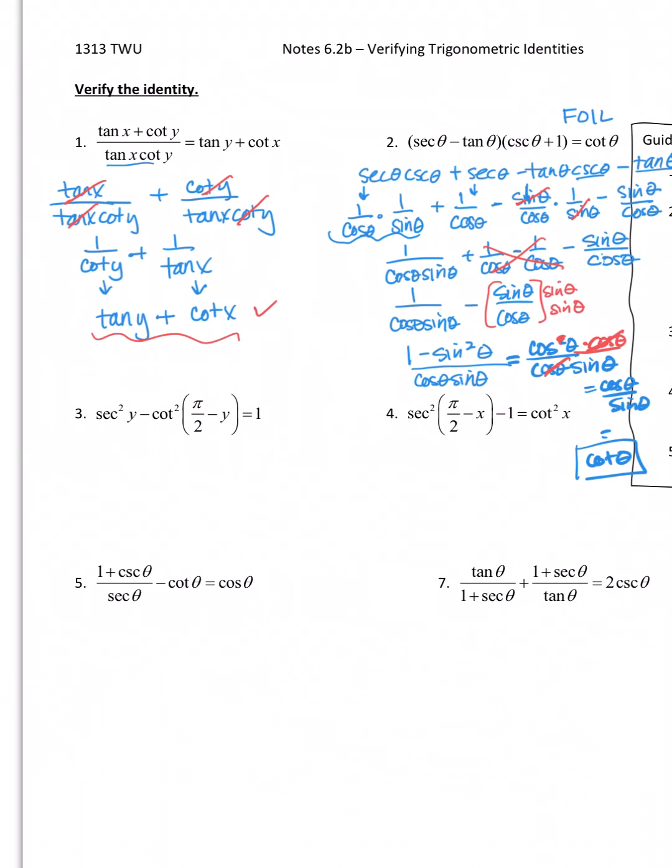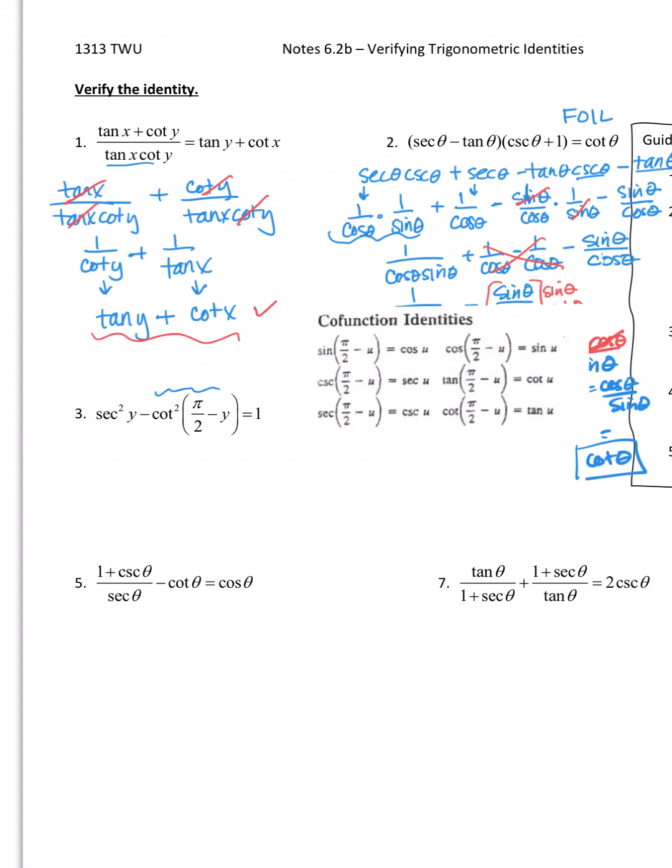All right, let's get on with this. So look at this, secant squared y minus cotangent squared pi over 2 minus y, all of that equals 1. Well, this is one of those cofunction identities that we can find on our charts. So let's think about this. Cotangent pi over 2 minus u is equal to tangent. So that helps me know that I can replace all of this with tangent squared. Since it's squared, I would just replace it with tangent squared. So secant squared y minus tangent squared y equals 1. All right, that gives me off the chart. I don't need that anymore.